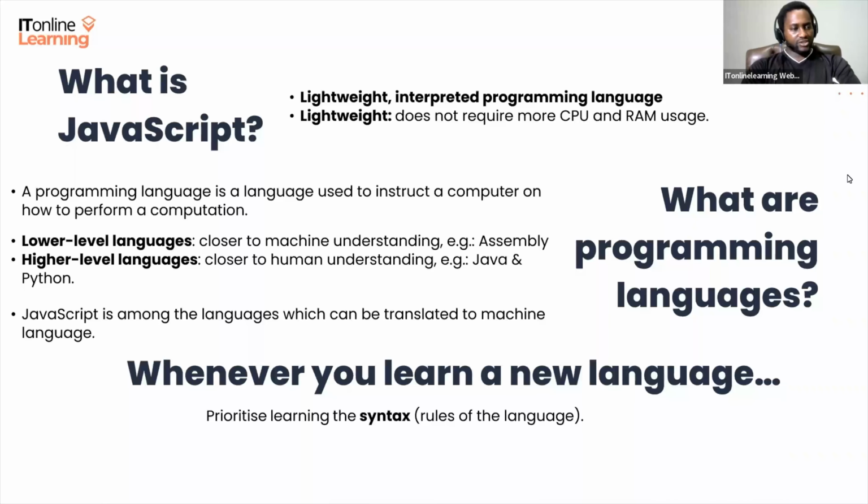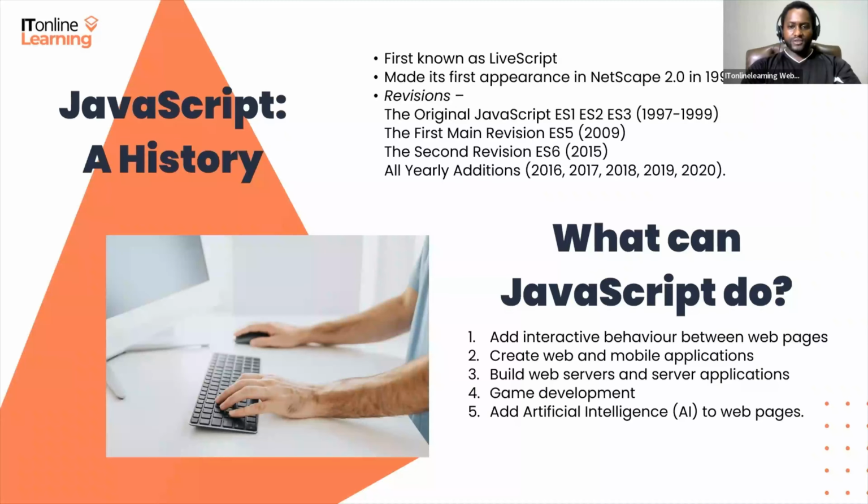So a brief history about JavaScript. JavaScript was first known as LiveScript, but Netscape later changed its name to JavaScript, possibly because of the excitement that was generated at the time by Java. Remember, I said earlier, Java and JavaScript are completely different languages. It just so happens that because Java was so popular that they named Netscape's LiveScript JavaScript. So JavaScript made its first appearance in Netscape 2.0 in 1995 with the name LiveScript, which again, like I say, later became changed to JavaScript.